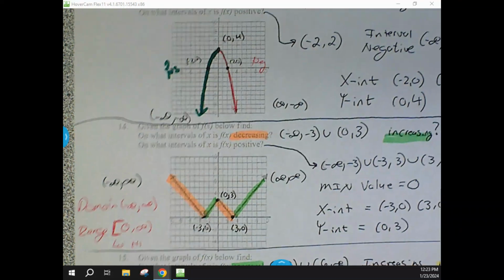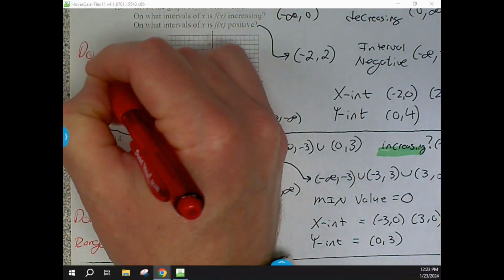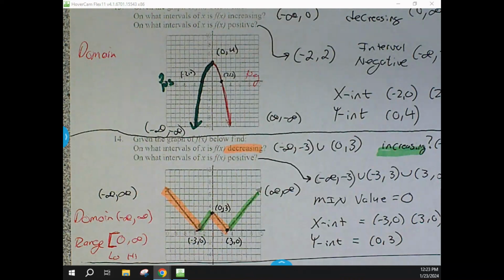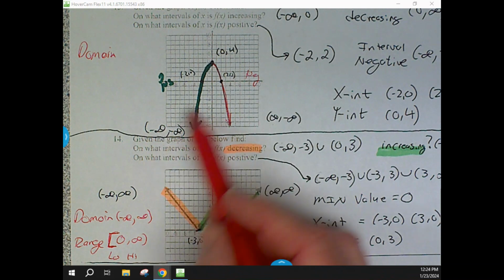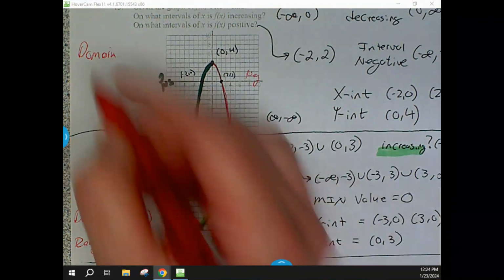All right, and then one more up here. Okay. The point on the left, which is also a low point, is going to be negative infinity. The point on the right is also in there. So that's negative infinity to infinity.